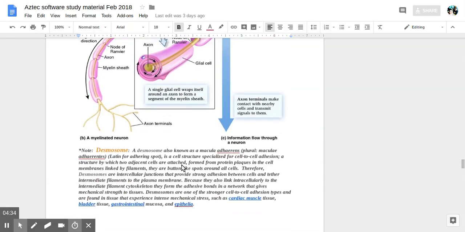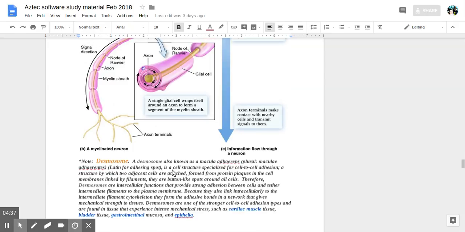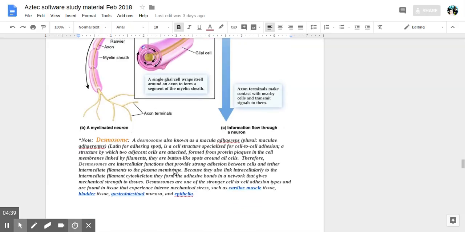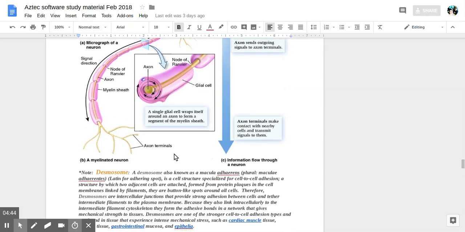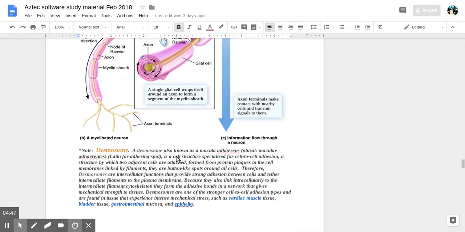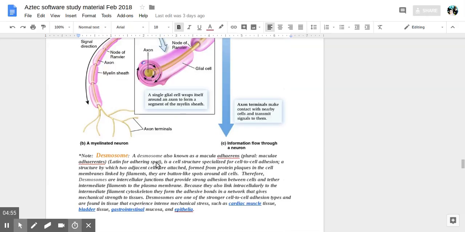Okay, another note about desmosomes. Desmosomes are a part of the cytoskeleton we mentioned earlier. They are also known as macula adherens, plural maculae adherentes, Latin for adhering spot. It's a cell structure specialized for cell-to-cell adhesion, a structure by which two adjacent cells are attached, formed from protein plaques in the cell membranes linked by filaments. They are button-like spots around all cells.